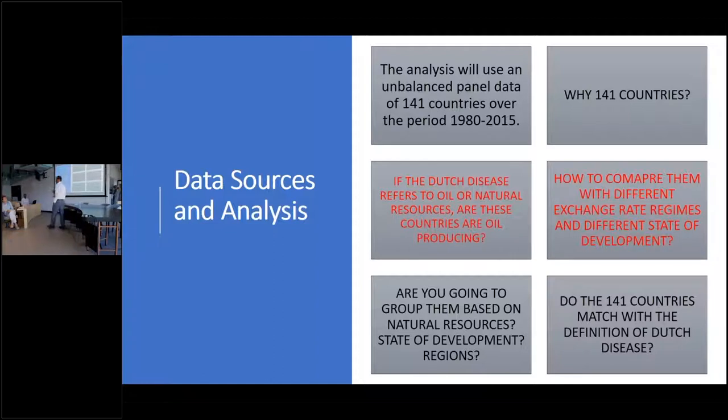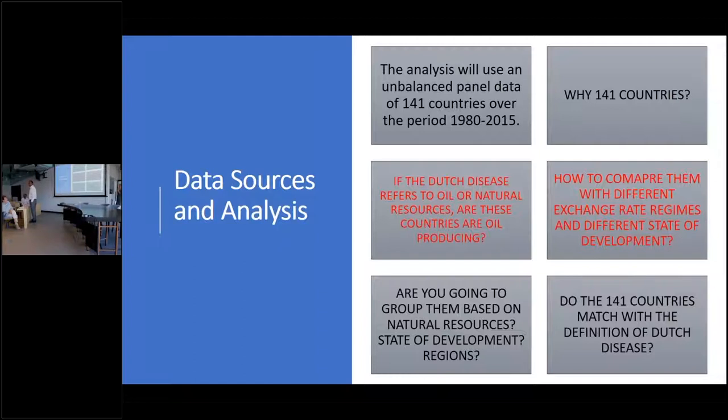Can you repeat your question again? So you are comparing 141 countries, some with oil, some without oil, right? Yeah. Just to prove the Dutch disease, wouldn't it be enough to have some oil-rich countries without Dutch disease, comparing with oil-rich countries with Dutch disease? That's enough, rather than all these.